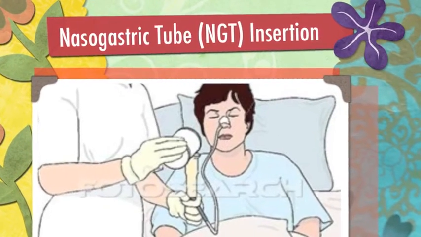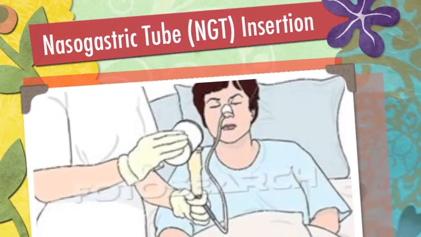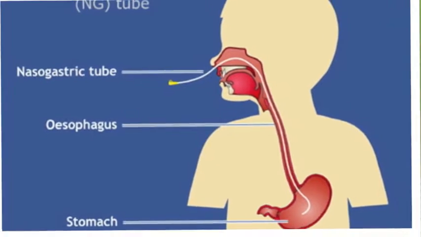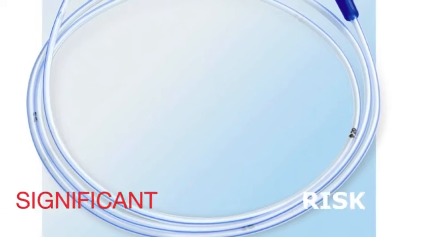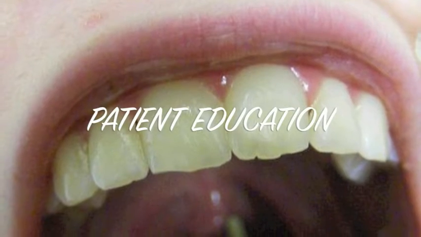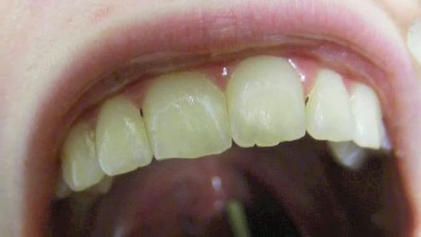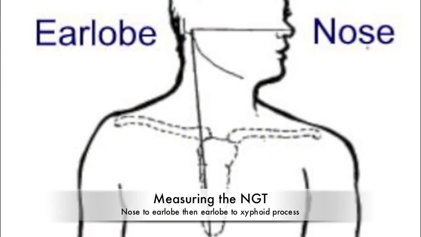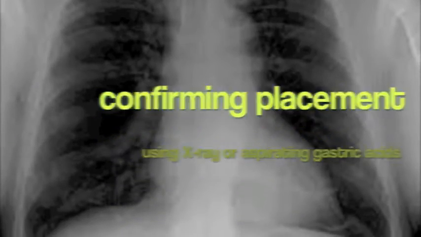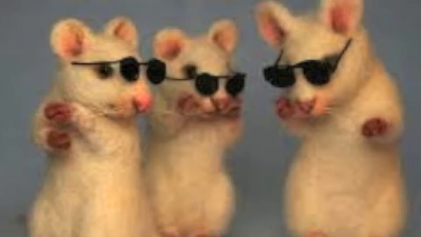A nasogastric tube is a flexible tube that provides access to the stomach through the nose. Although inserting an NGT is a commonly performed procedure, it is not without significant risk if done improperly. Inserting an NGT in the adult patient involves assessing the patient to confirm he or she meets the criteria for placement, teaching the patient about the procedure and what is expected of them during the NGT insertion, measuring the NGT for insertion, inserting the NGT, confirming placement, and monitoring the patient for complications following insertion.